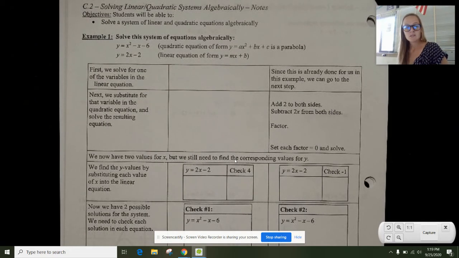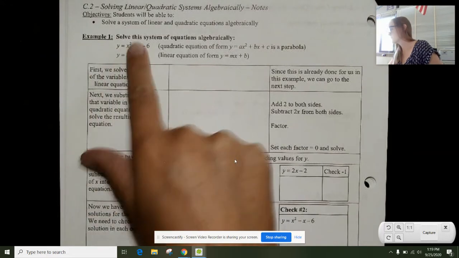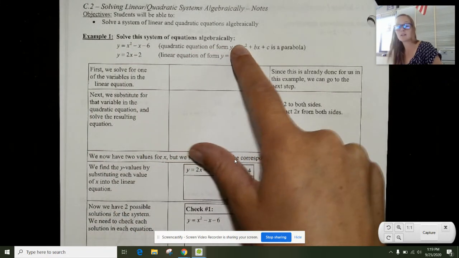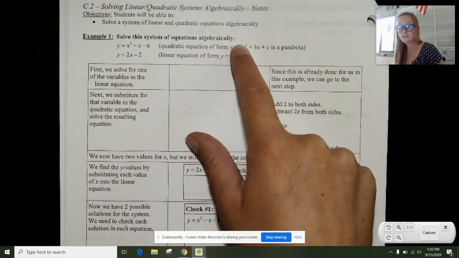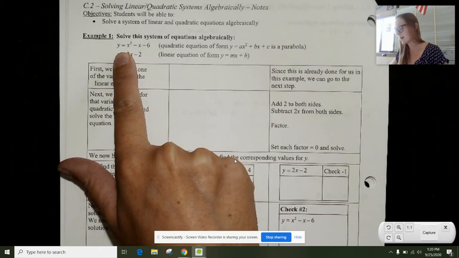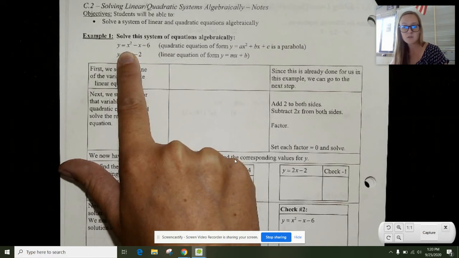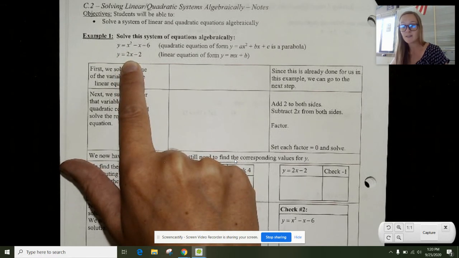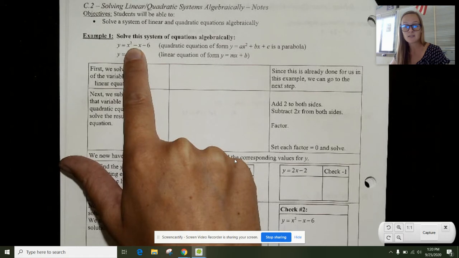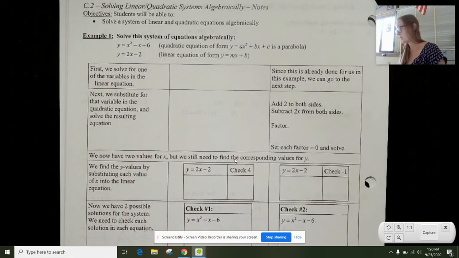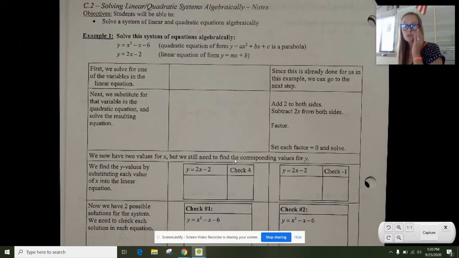So you see example 1, solve the system of equations algebraically. Now you're used to seeing two linear equations. Now we're working with one quadratic. When you see the x squared, that gives you a quadratic, and you have one linear. So we have a linear quadratic system. Notice they are both in y equals. So when you have equations in y equals in linear systems, you're thinking of substitution. So we're going to think of that exact same idea here.